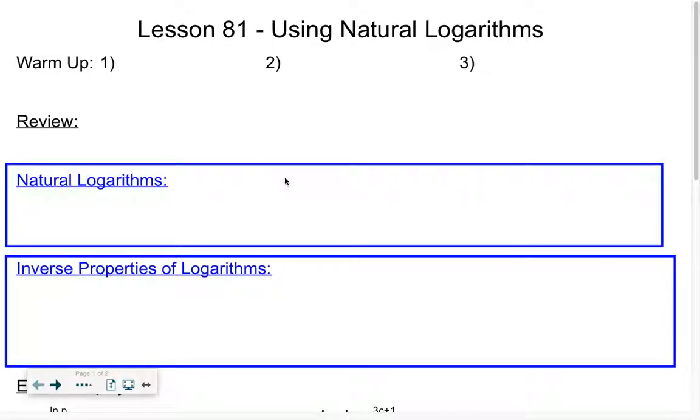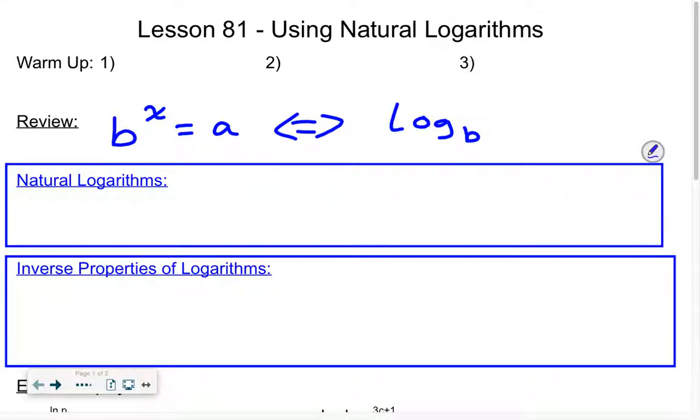Little review. If you're given b to the x is equal to a, that is equivalent to the log base b of a equal to x. Going from our standard notation, our exponential notation, to our log.